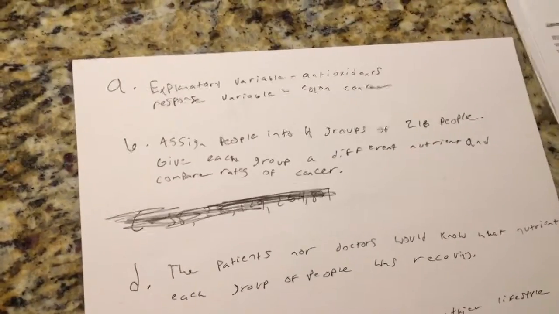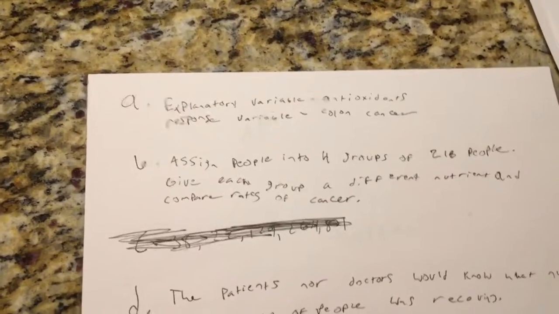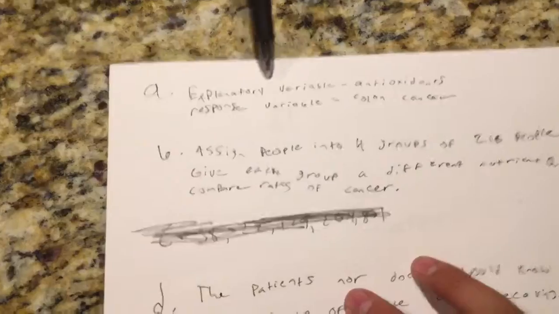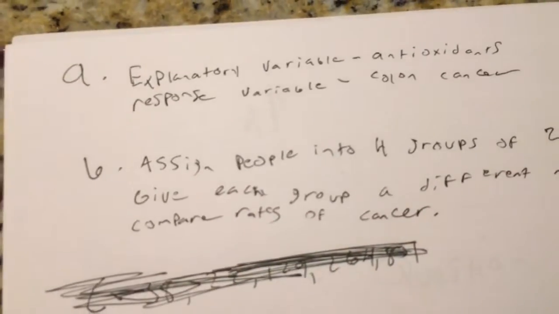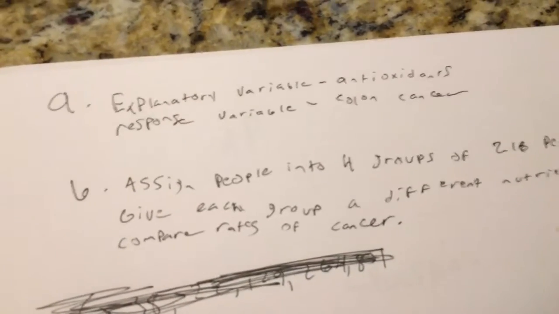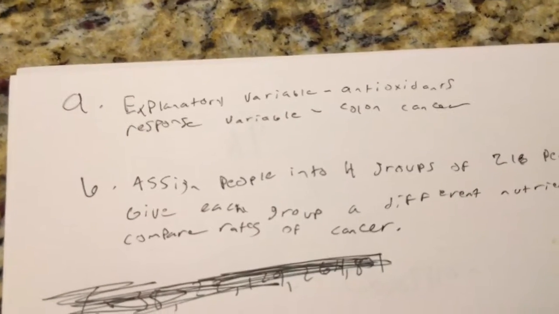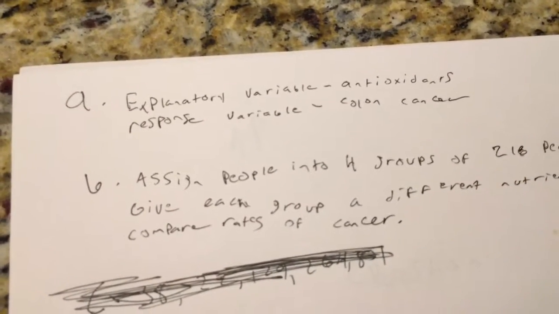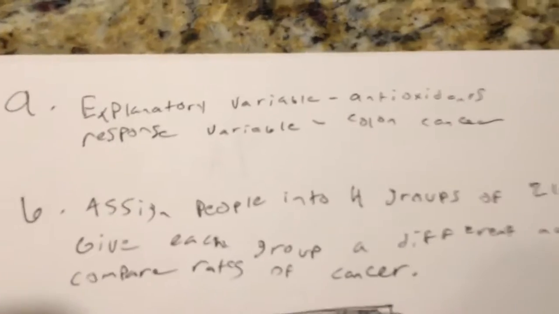So part A asks, what are the explanatory and response variables in this experiment? The explanatory variable would be the antioxidants that they're given, because that is what's going to have an effect on the colon cancer. Since colon cancer is being affected, it is in response to the explanatory variable, which is the antioxidants, so the response variable is colon cancer.